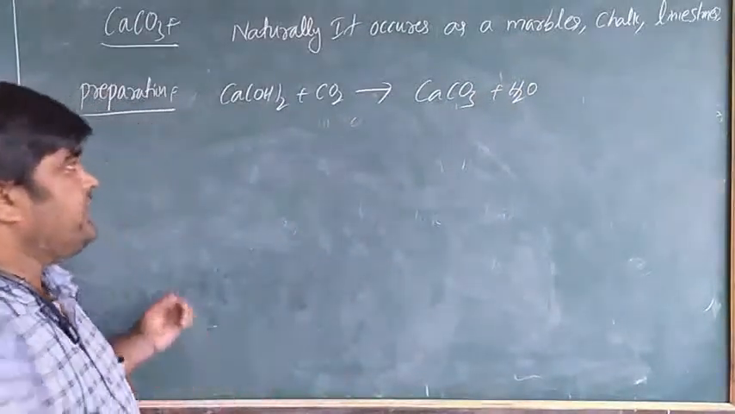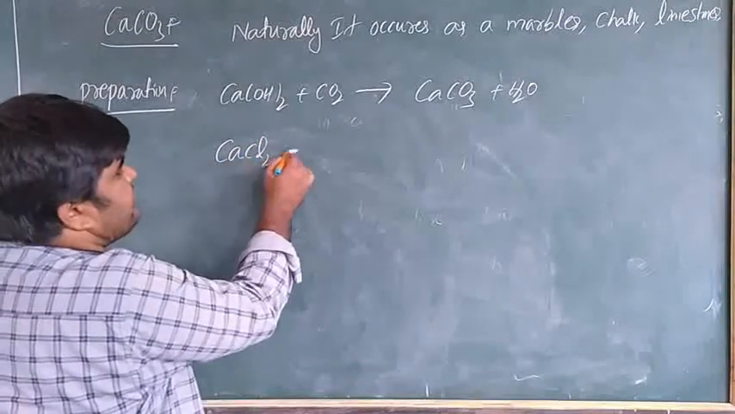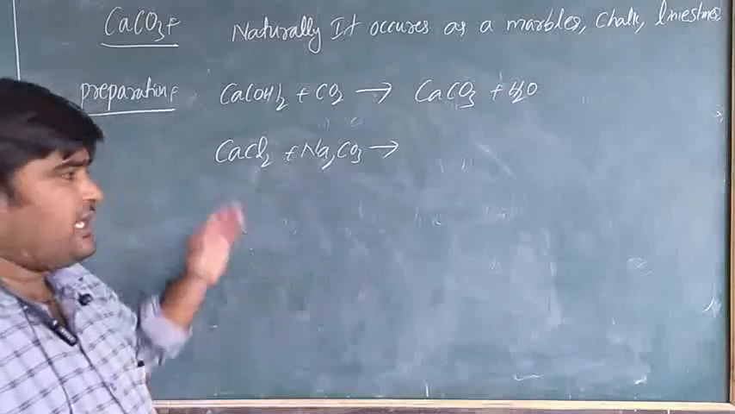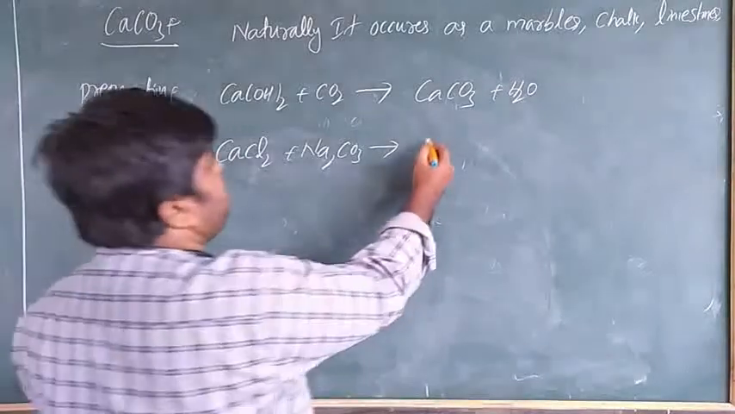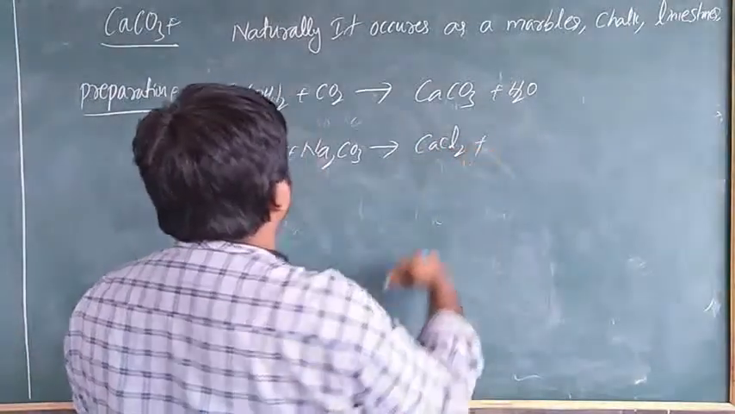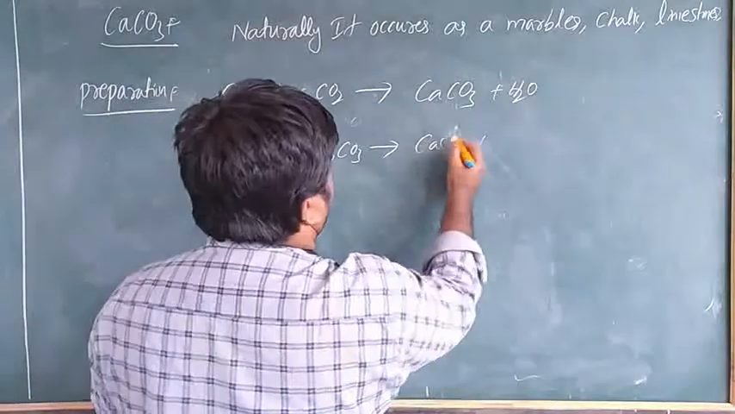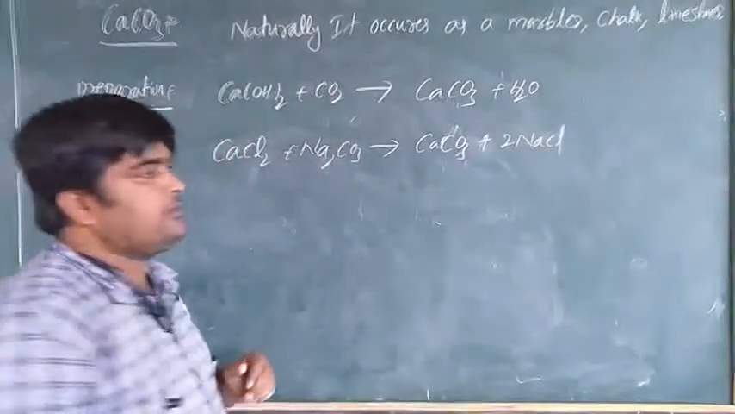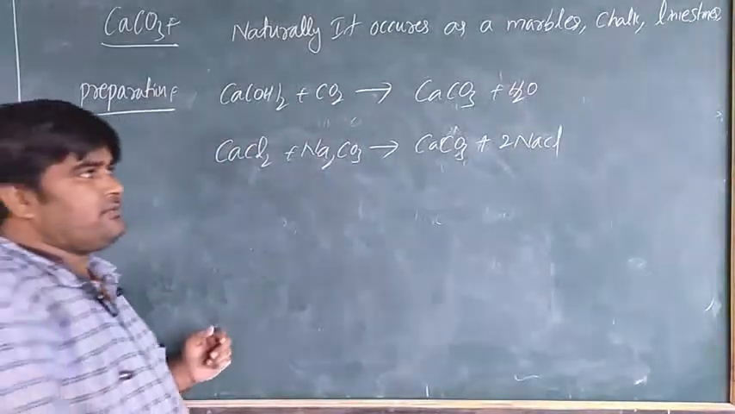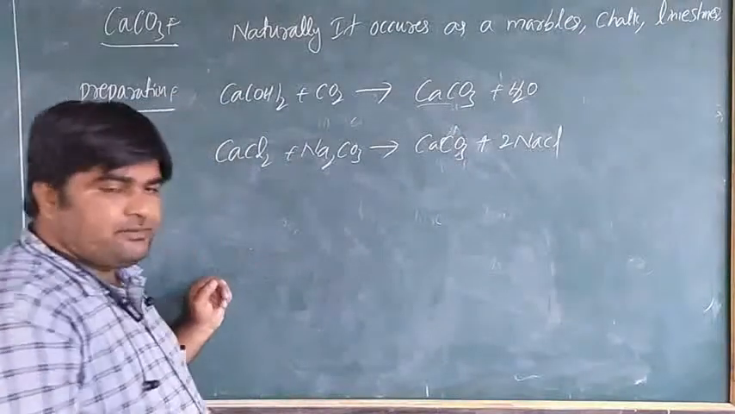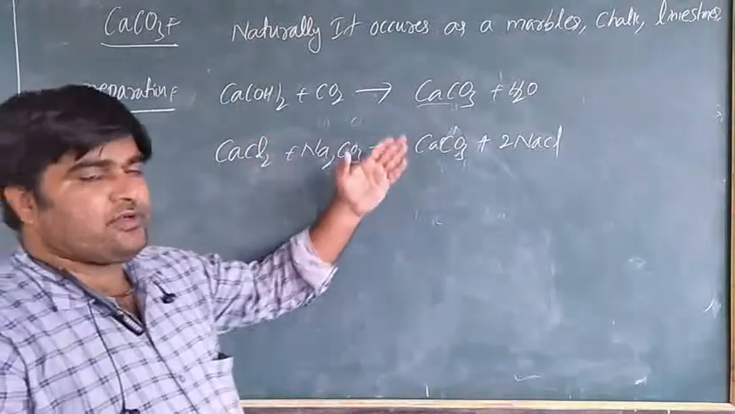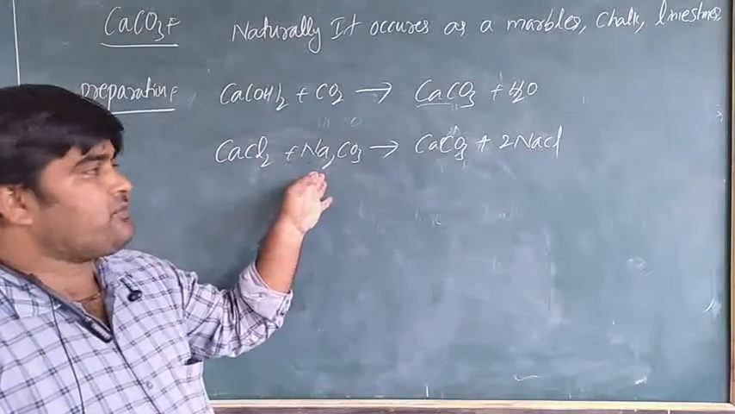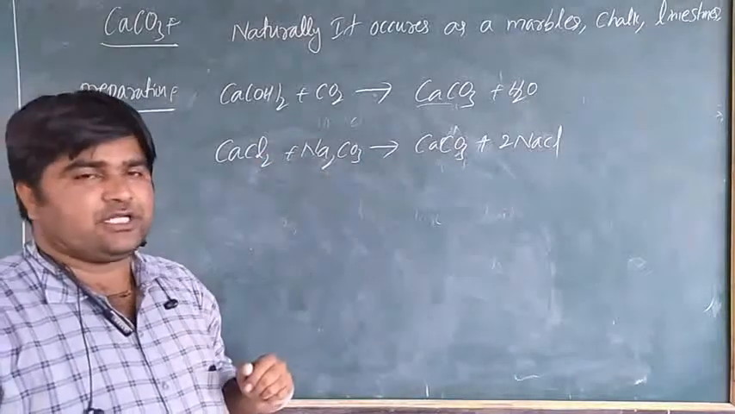And calcium chloride reacts with sodium carbonate. Calcium chloride is added to sodium carbonate to form calcium carbonate. Preparation of calcium carbonate: simply, calcium hydroxide reacts with carbon dioxide to form calcium carbonate, and calcium chloride reacts with sodium carbonate to form calcium carbonate.